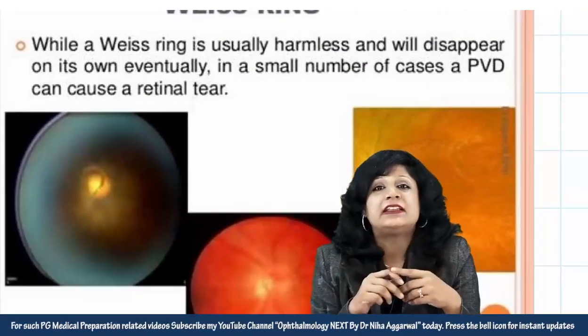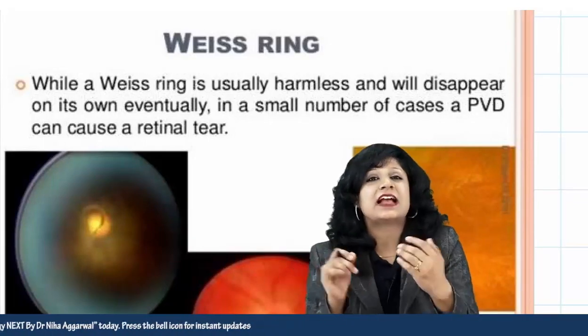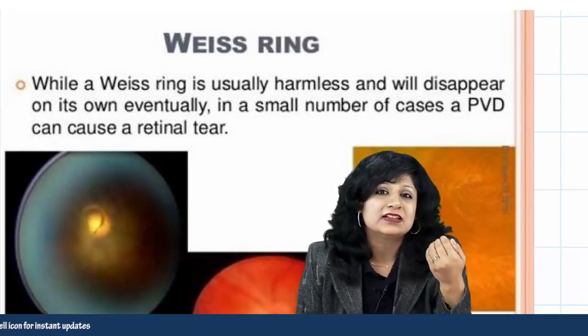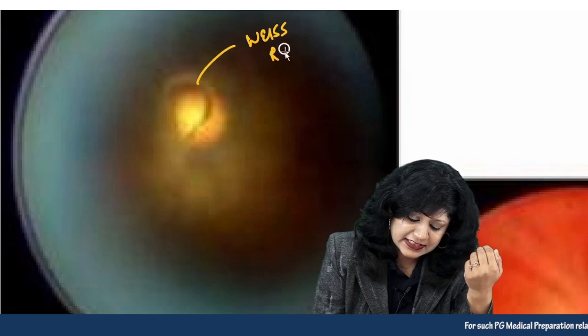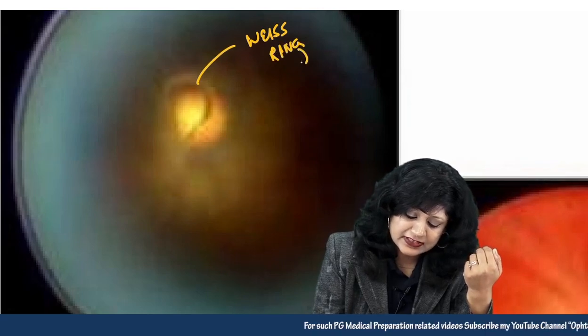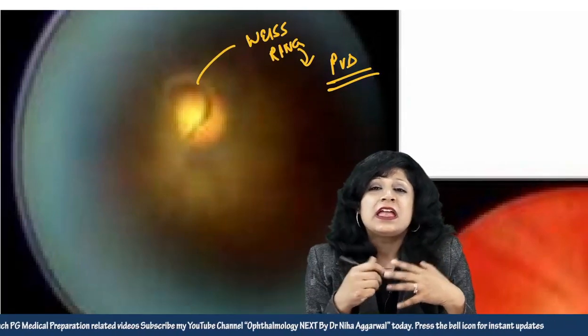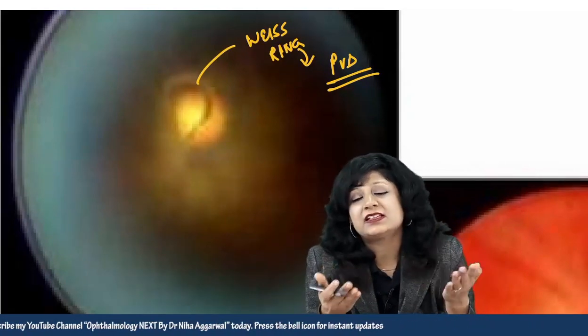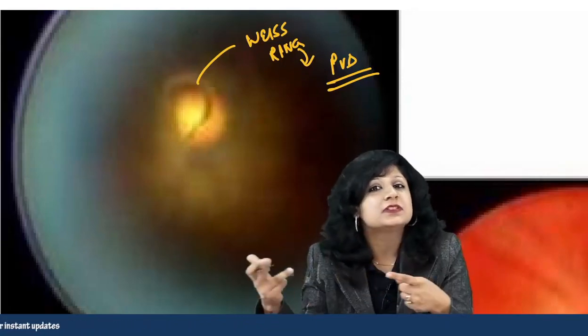Then we have another ring. This ring is called Weiss ring. Now what is this Weiss ring? This is actually the detachment of the vitreous at the site of attachment to the optic disc. This circular ring is called the Weiss ring. So I can say this represents PVD, posterior vitreous detachment, and in rare or uncommon cases it can lead to a retinal tear, and a retinal tear can lead to retinal detachment and so on.